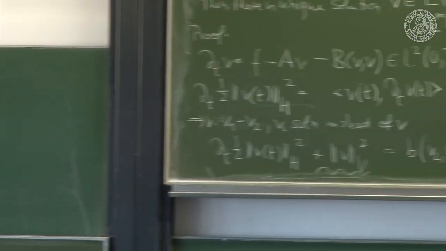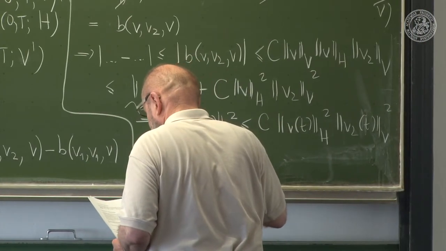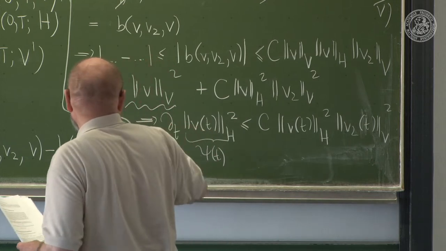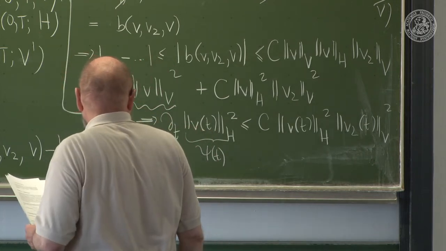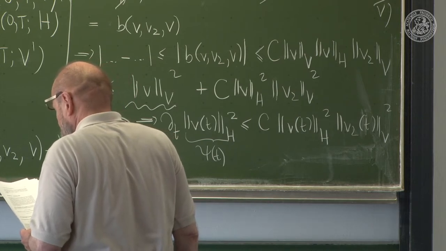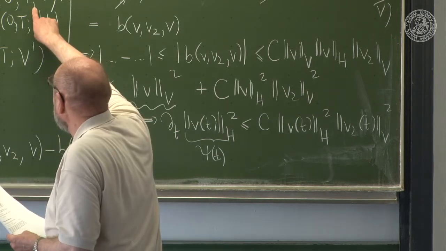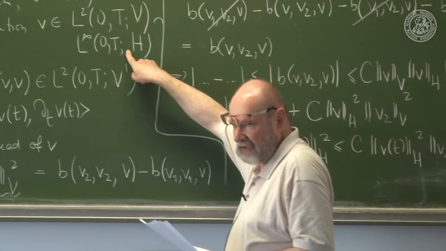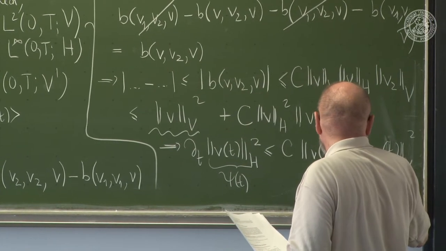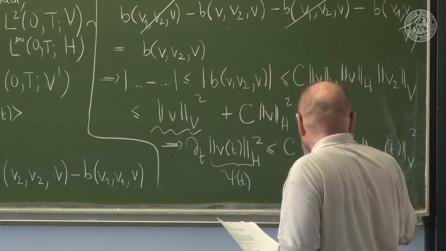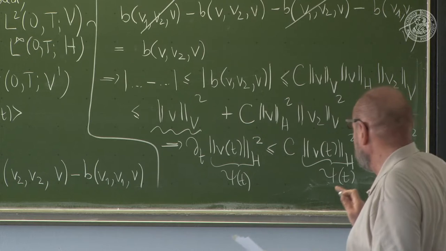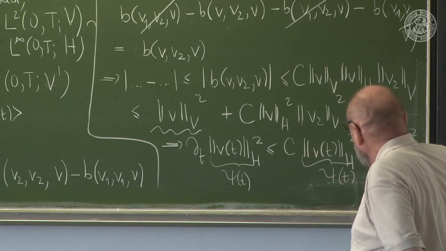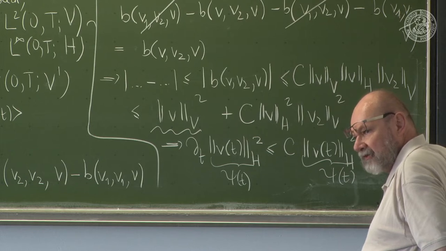Okay, now let's look at this function here, psi of t. So this function is an L1 function by assumption. It's even more, but we only need that it's an L1 function by assumption. This here is an L-infinity function. This is this requirement here. And so, okay, here this function shows up again. So what we have is a very simple differential inequality, a linear differential inequality for a scalar function psi, basically here with a bounded, time-dependent factor.